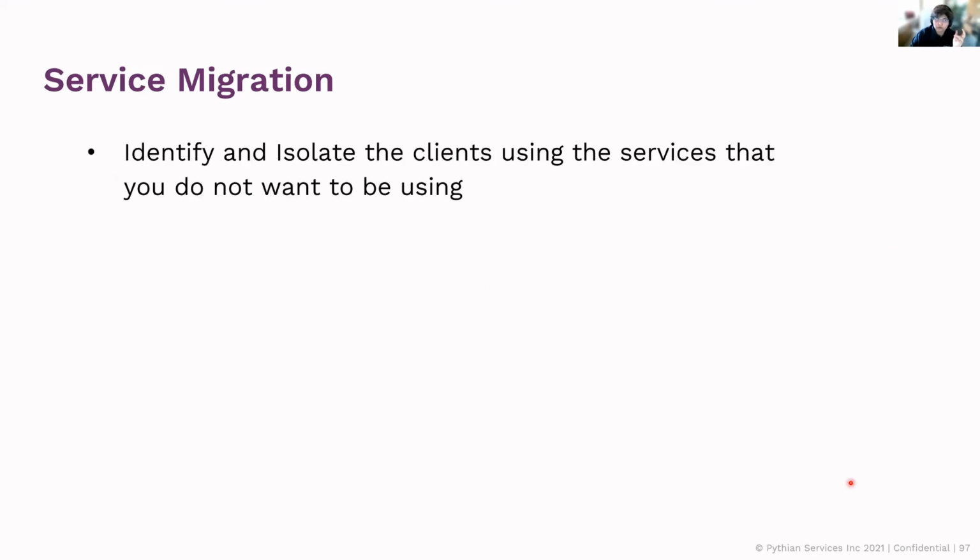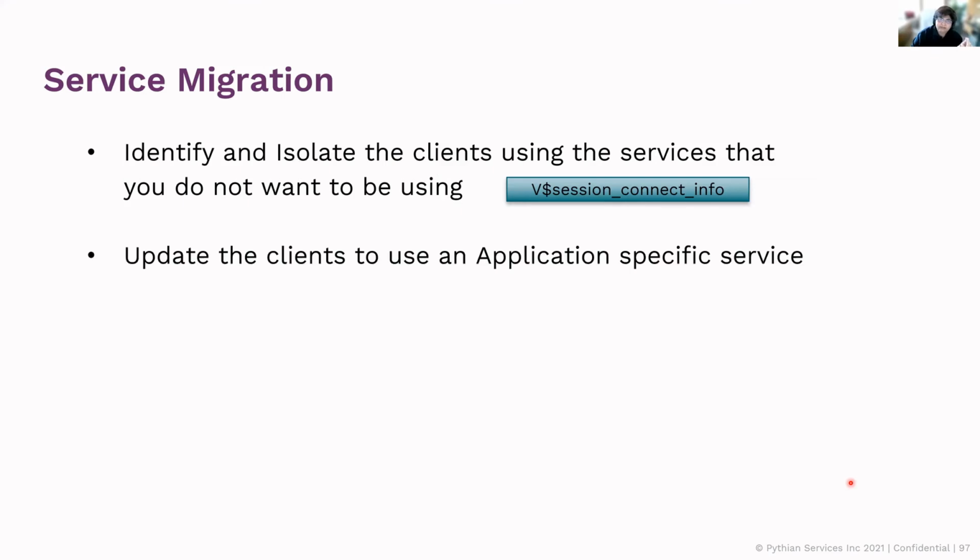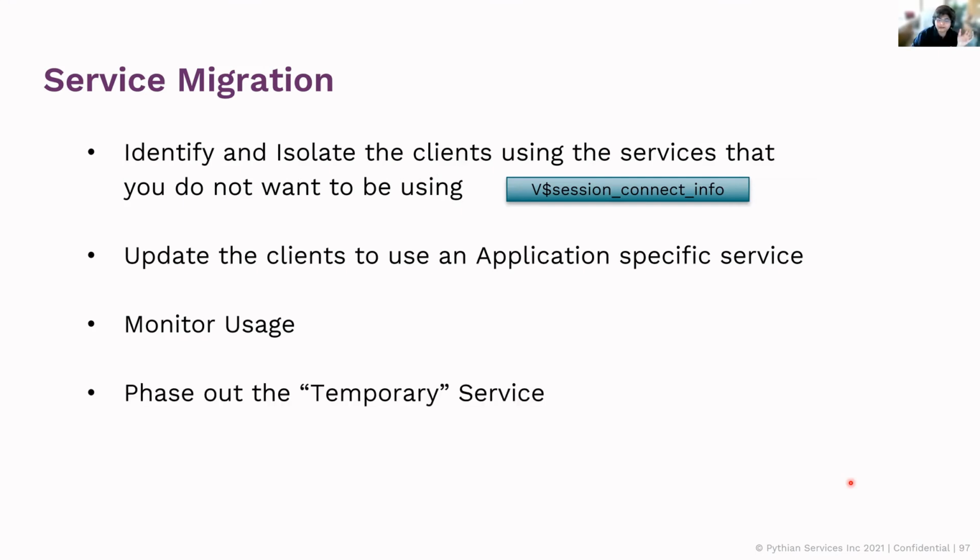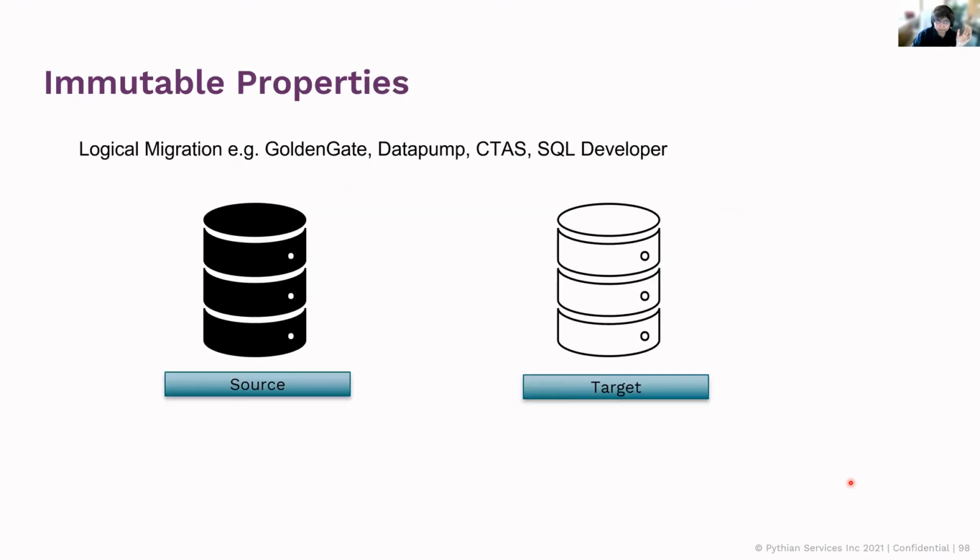Now you eventually would want to phase it out. You don't want to be using that SID; you want a very generic service. So you can identify what connections are coming through that SID. You can use V$SESSION_CONNECT_INFO. It gives you the SIDs and maps them to the service that they're using. Update the clients, update the TNS on those clients as and when you get time, to use the service identifier that you want, and monitor the usage. Once no client is using the temporary service that we had set up, you can go ahead and decommission it, phase it out.